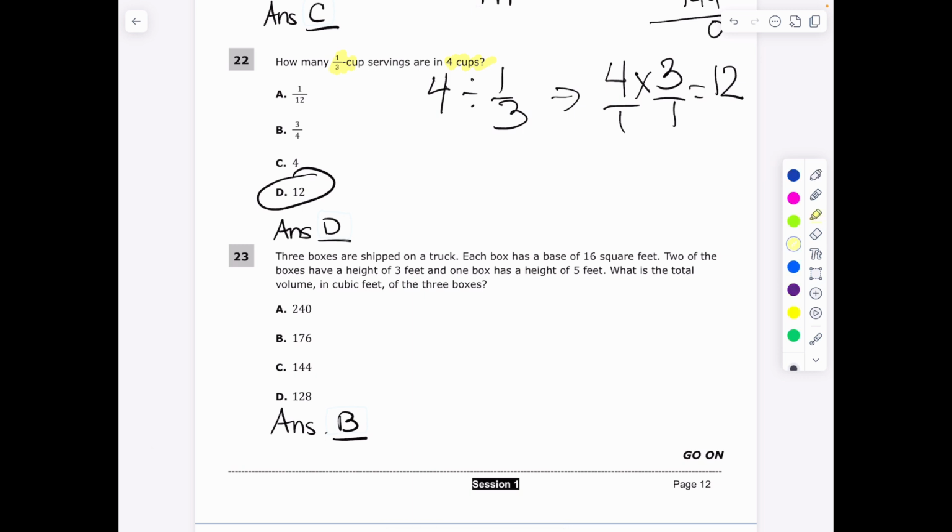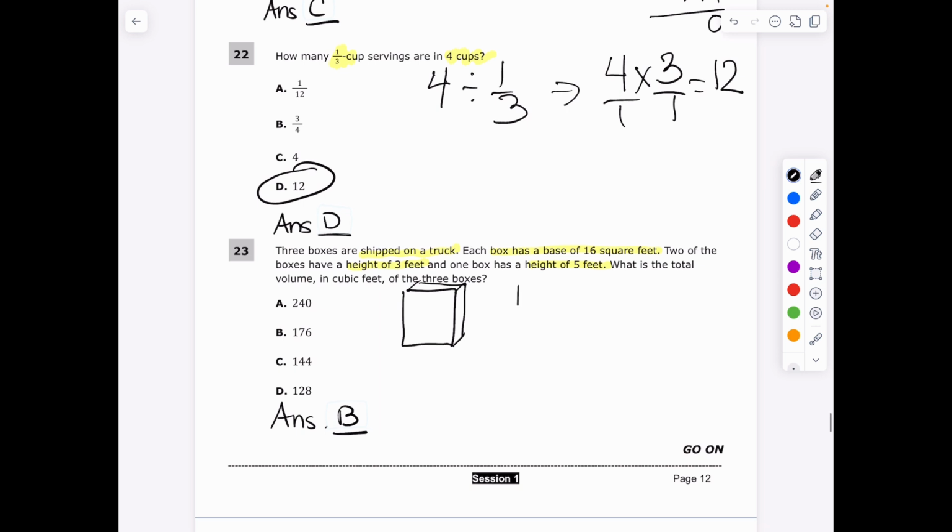3 boxes are shipped on a truck. Each box has a base of 16 square feet. 2 of the boxes have a height of 3 feet. 1 has a height of 5. What is the total volume? All right, so I know the bases, and that's super helpful. For all of these, I know what my base is going to be. My base is 16. It's just the heights that are different.